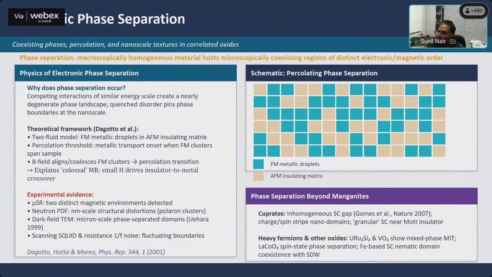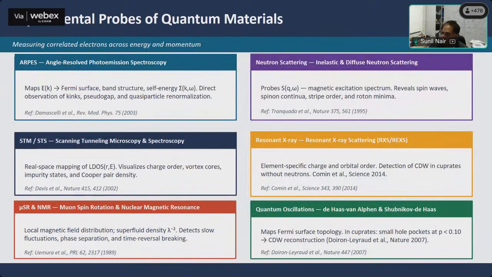I would probably not go into electronic phase separation, because the physics of this is interesting in terms of both the cuprates and the magnets, both of which I have talked about, especially when it comes to describing magnetoresistance. But let me skip that. Now, I've talked about a lot of materials. How does one look at many of them?